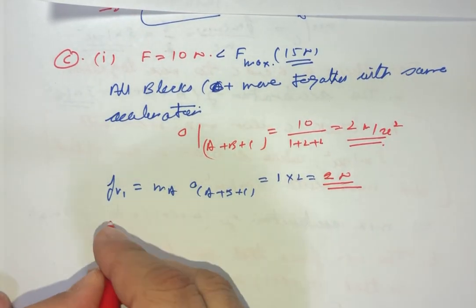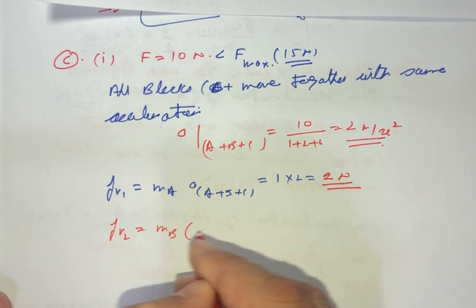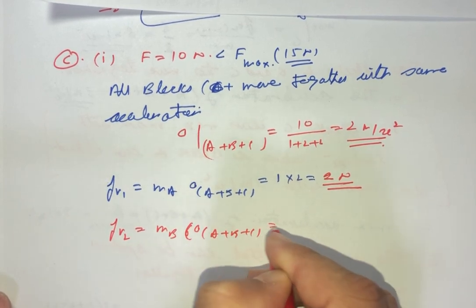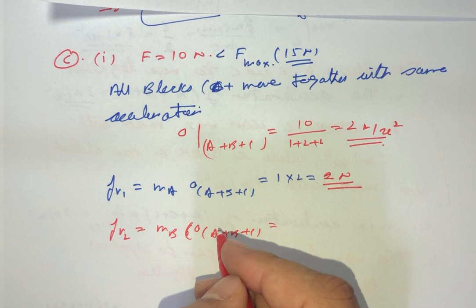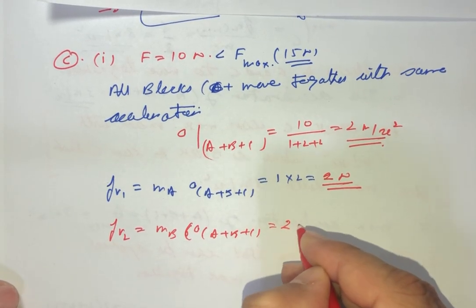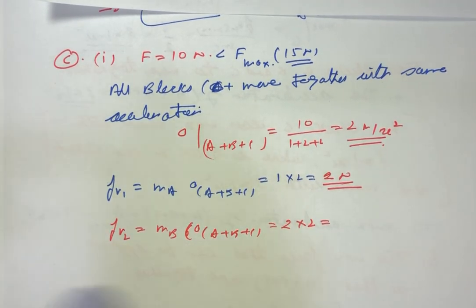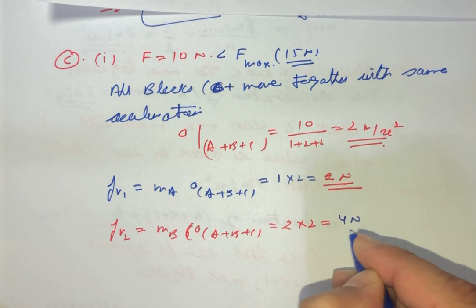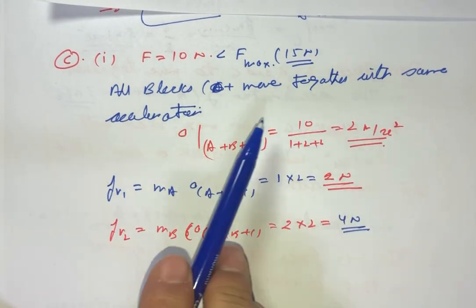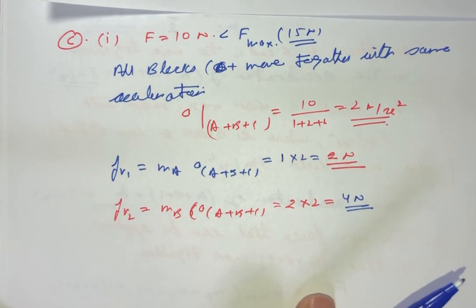And similarly we can find out Fr2, which will be equal to the mass of B times (A plus B plus C) acceleration. So this is coming as 2 into 2, and this will be coming equal to 4 Newton. This is the value of acceleration and the respective values of friction Fr1 as well as Fr2.